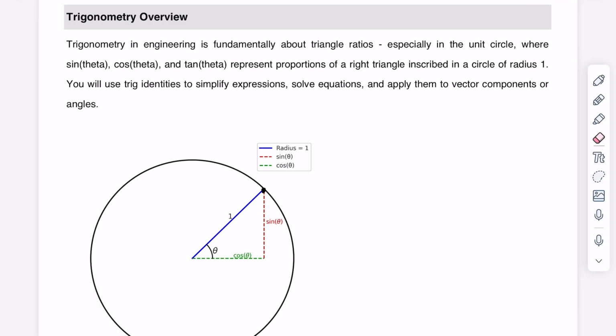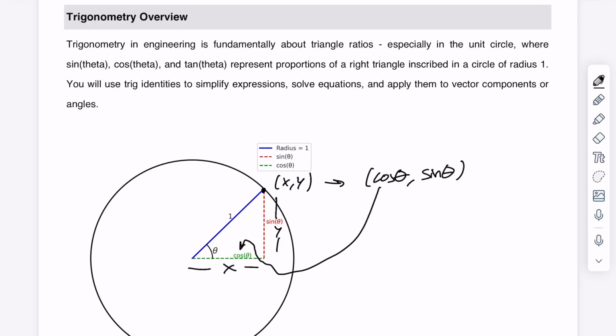So here, one thing to note is that our x-coordinate and our y-coordinate are cosine theta and sine theta. So here we have a point x, y, which is cosine theta and sine theta. Okay?